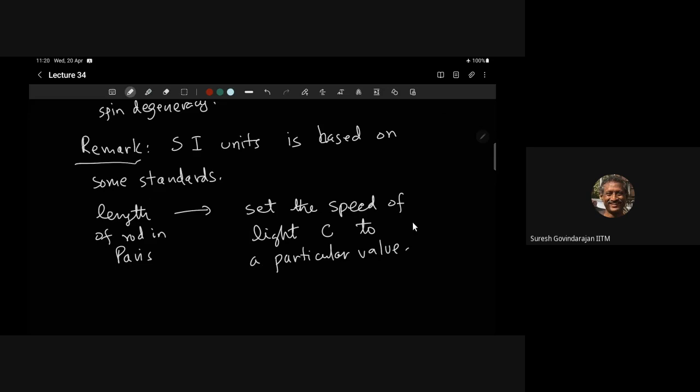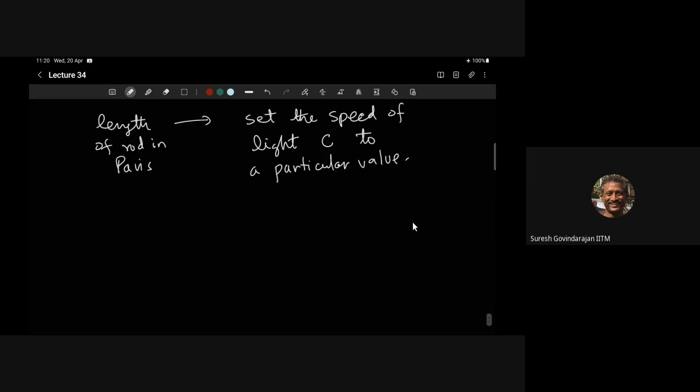Okay, and of course, if we were starting from scratch, we could have just said it is a nice round 3 times 10 to the power 8 or something. You can't do that because of previous experiments, etc. So you stop at some, I don't know how many, some 10 or 15 decimal places. You can check up the exact thing. So c is defined to be that thing to that precision. Okay. Similarly, the mass of a sphere in Paris or whatever, right?